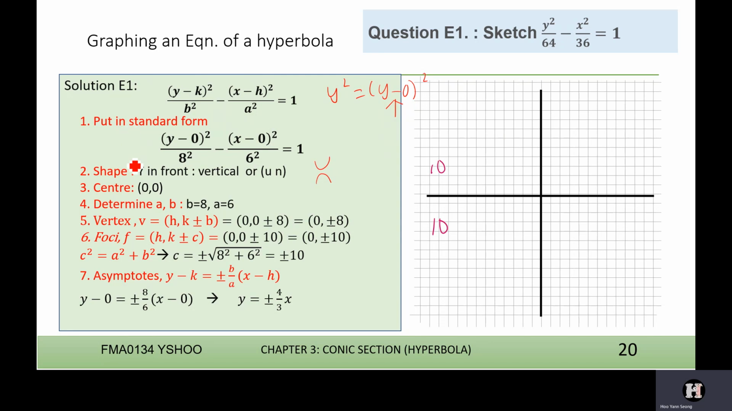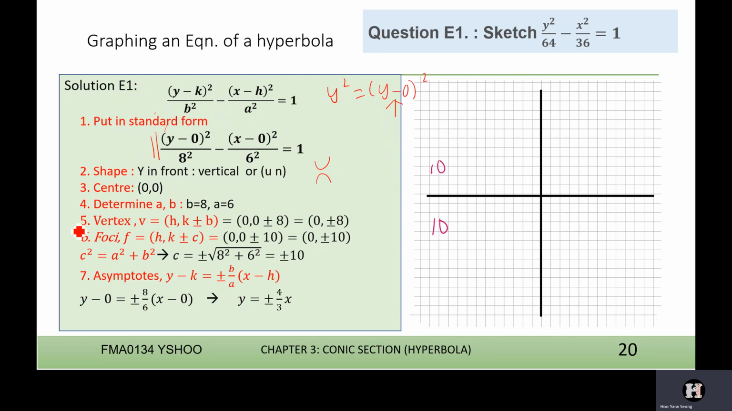Then we need to determine our a and b. Okay, for this one, for easy purpose, a is always below my x, b is always below my y, so my a actually is 6, my b actually is 8.